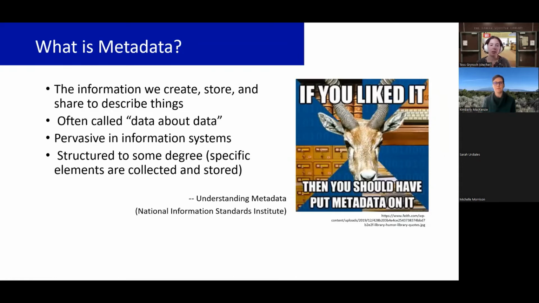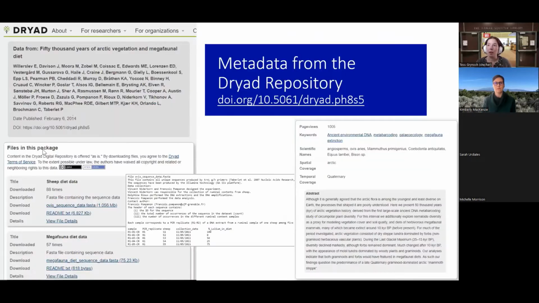And it's structured to some degree, meaning that specific details are collected and stored, like the title, authors, description, etc. For example, for like a book in the library catalog. And here is an example of what metadata looks like for data. And this example comes from the Dryad repository.